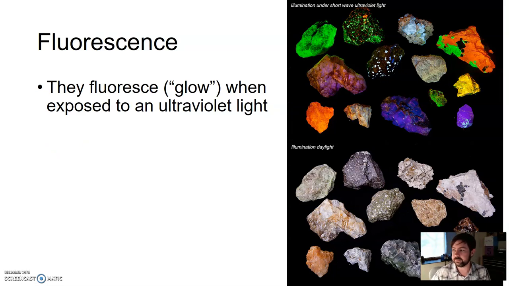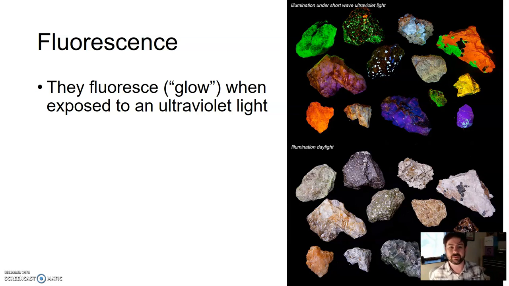Another characteristic that some minerals exhibit is called fluorescence. Some minerals will fluoresce, glow, when exposed to ultraviolet light, UV light, black light. This is the same type of light like if you go to a haunted house or you're up in the club and your shirt's glowing a kind of weird color. It's because of the black light.